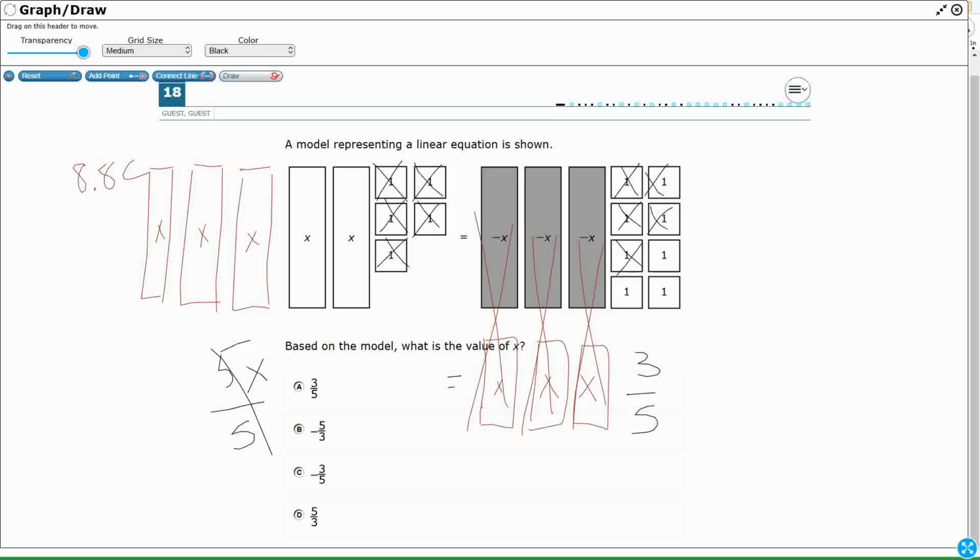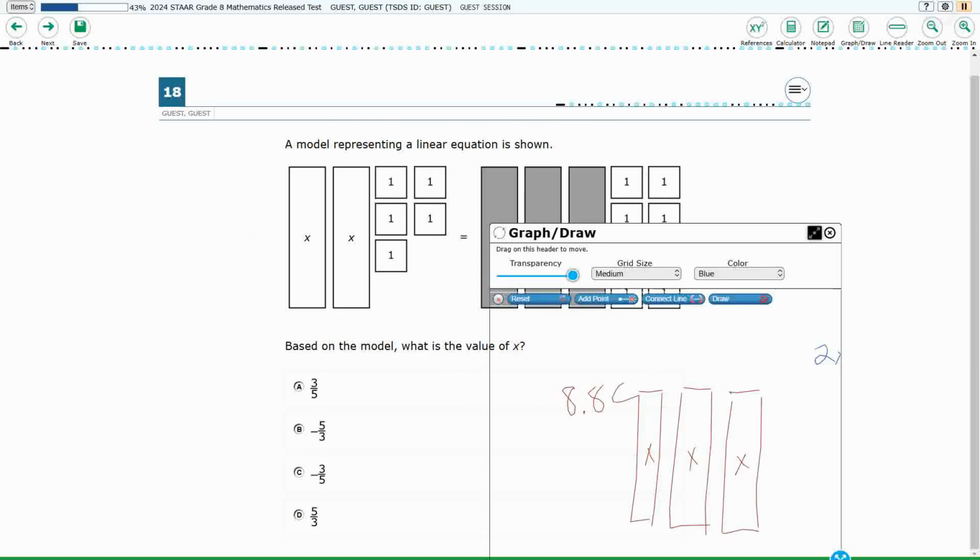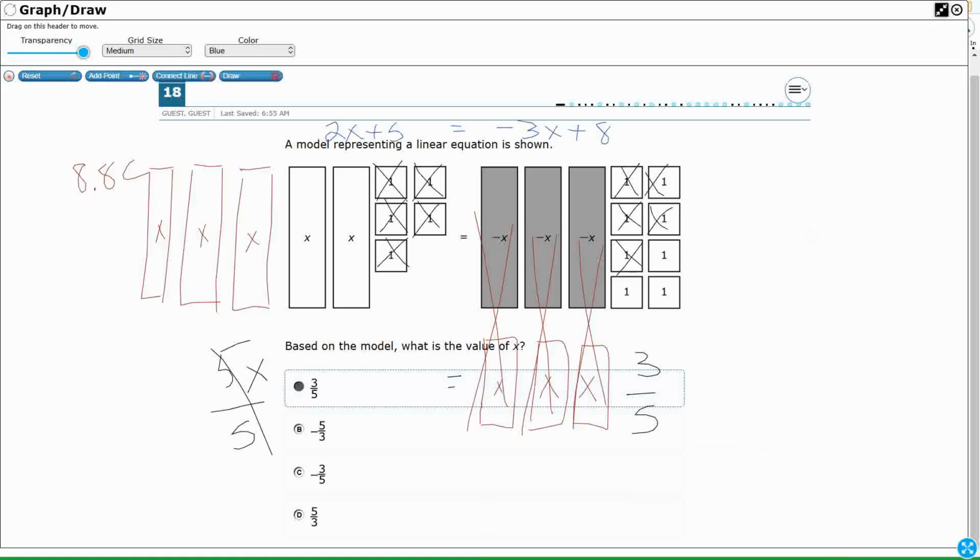Conversely, you could have gone just straight to turning this into an abstract representation. So I could have immediately said this was 2x plus 5 equals negative 3x plus 8. And then we could have done the same thing. We would have ended up with the same answer of 3/5.